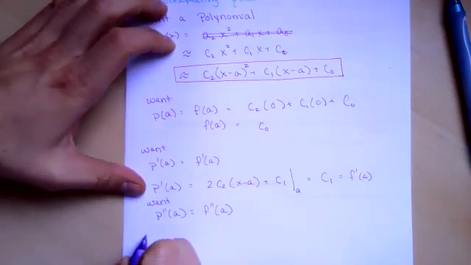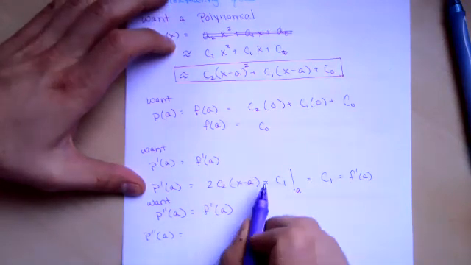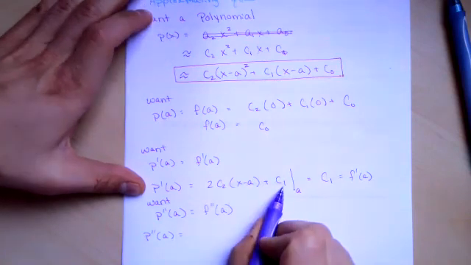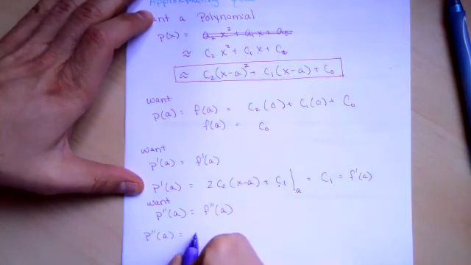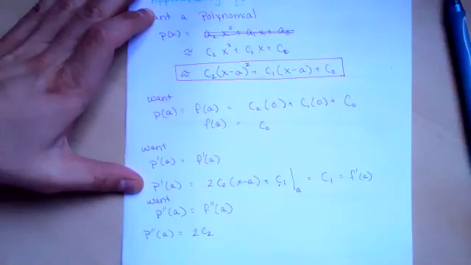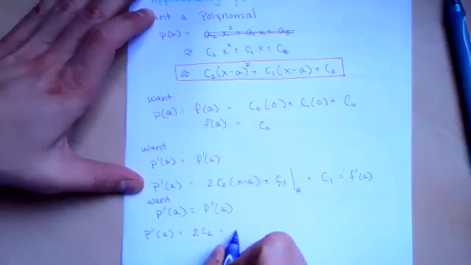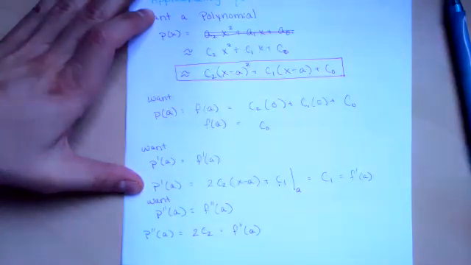And so what do we get with that? Let's compute. Our P double prime of A is, well, I took one derivative here. If I take another derivative, that constant goes away, and we are left with 2C2, which I want equal to the second derivative of the function. And so this tells me that C2 is equal to 1/2 F double prime of A.